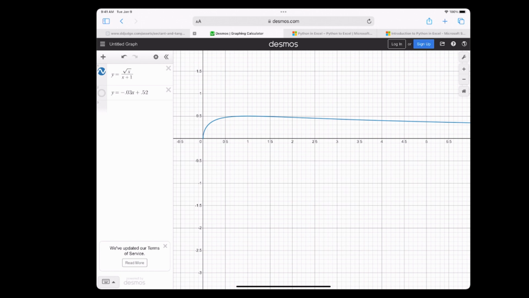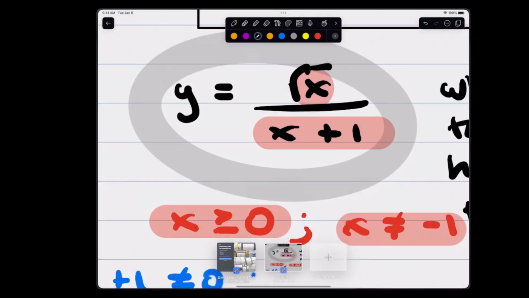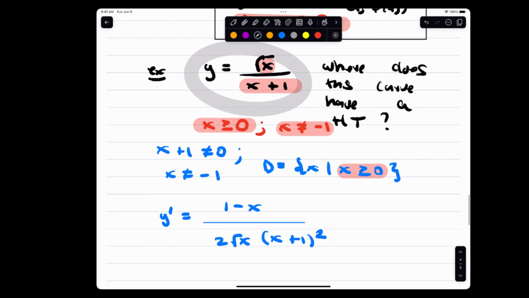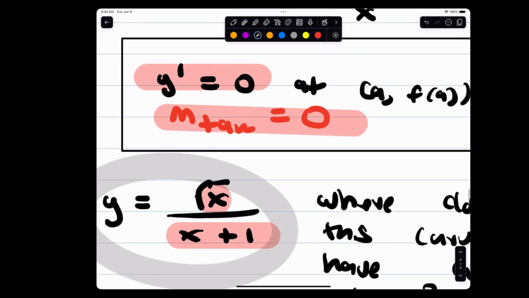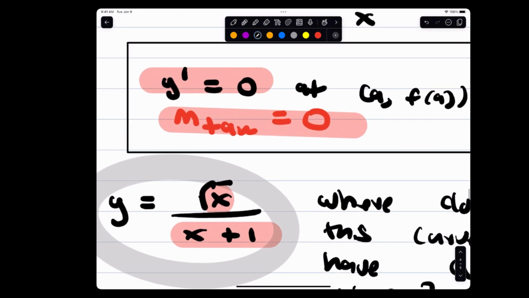Now, here's the real question, though. Do you have a horizontal tangent? If you do, where is it? What did we just get through saying? You have a horizontal tangent wherever your first derivative equals 0.